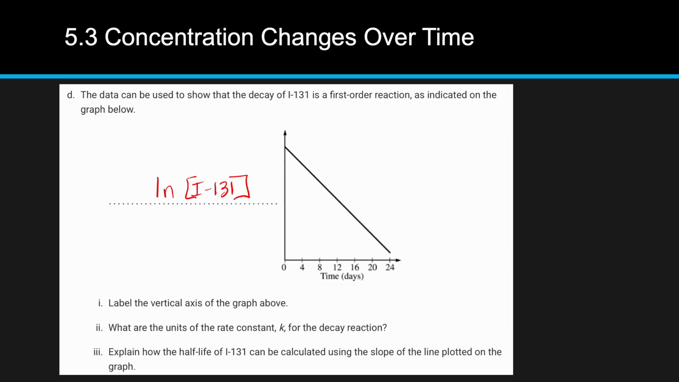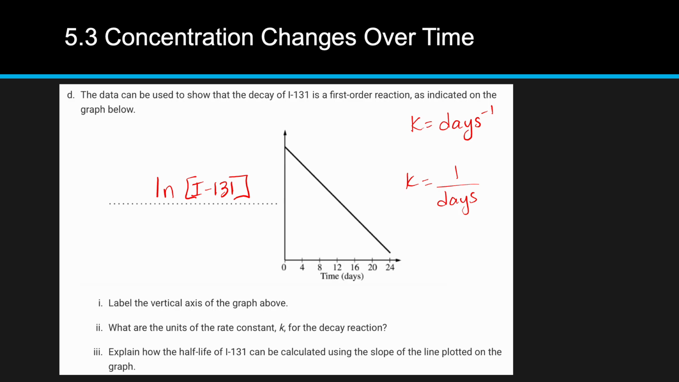Then part 2 of D says, what are the units of the rate constant K for the decay reaction? We know our units for K for a first order reaction is just going to be the inverse of time. So in this case, we have days as our time, so it'd be days to the negative first, or you could also write it as 1 over days. They would accept both.